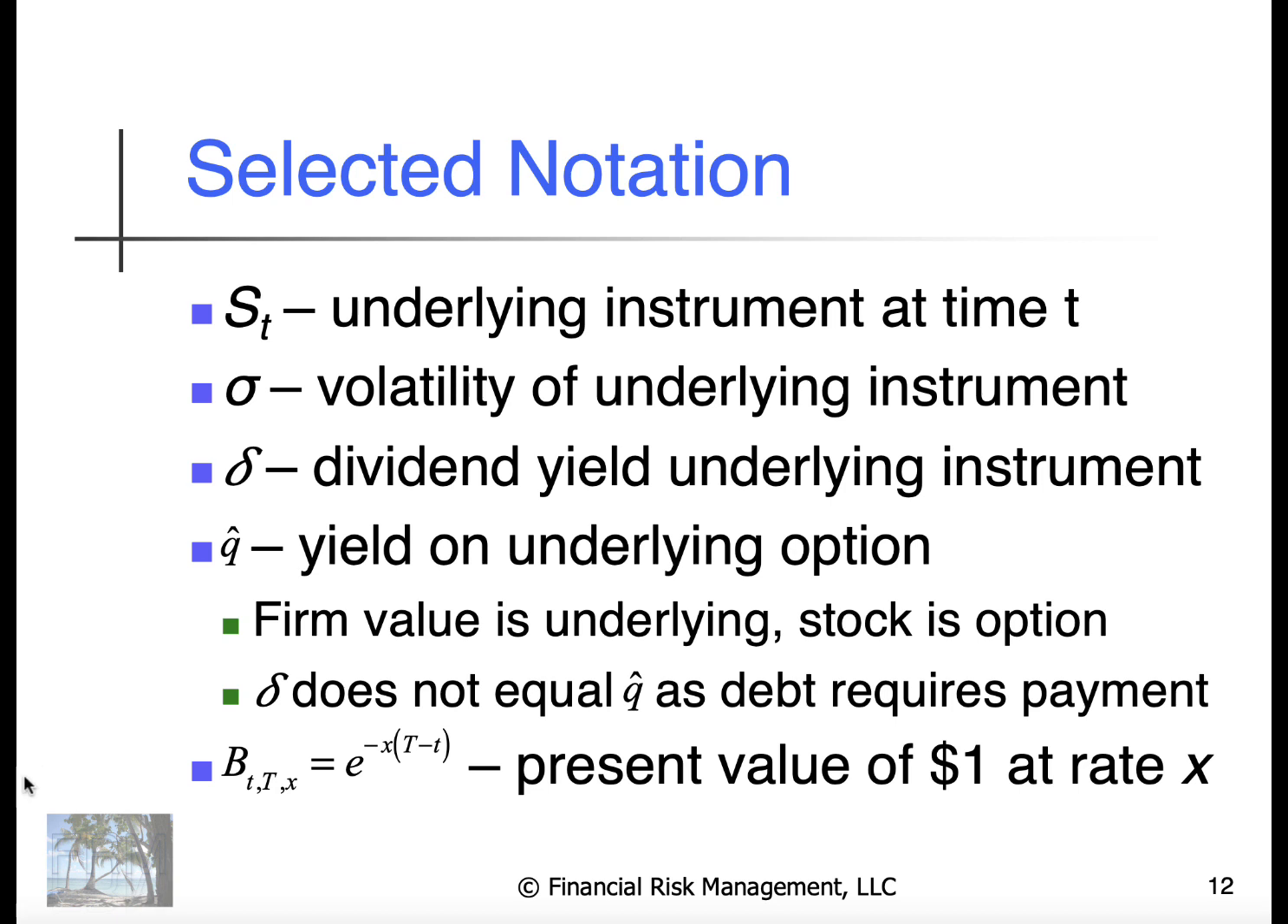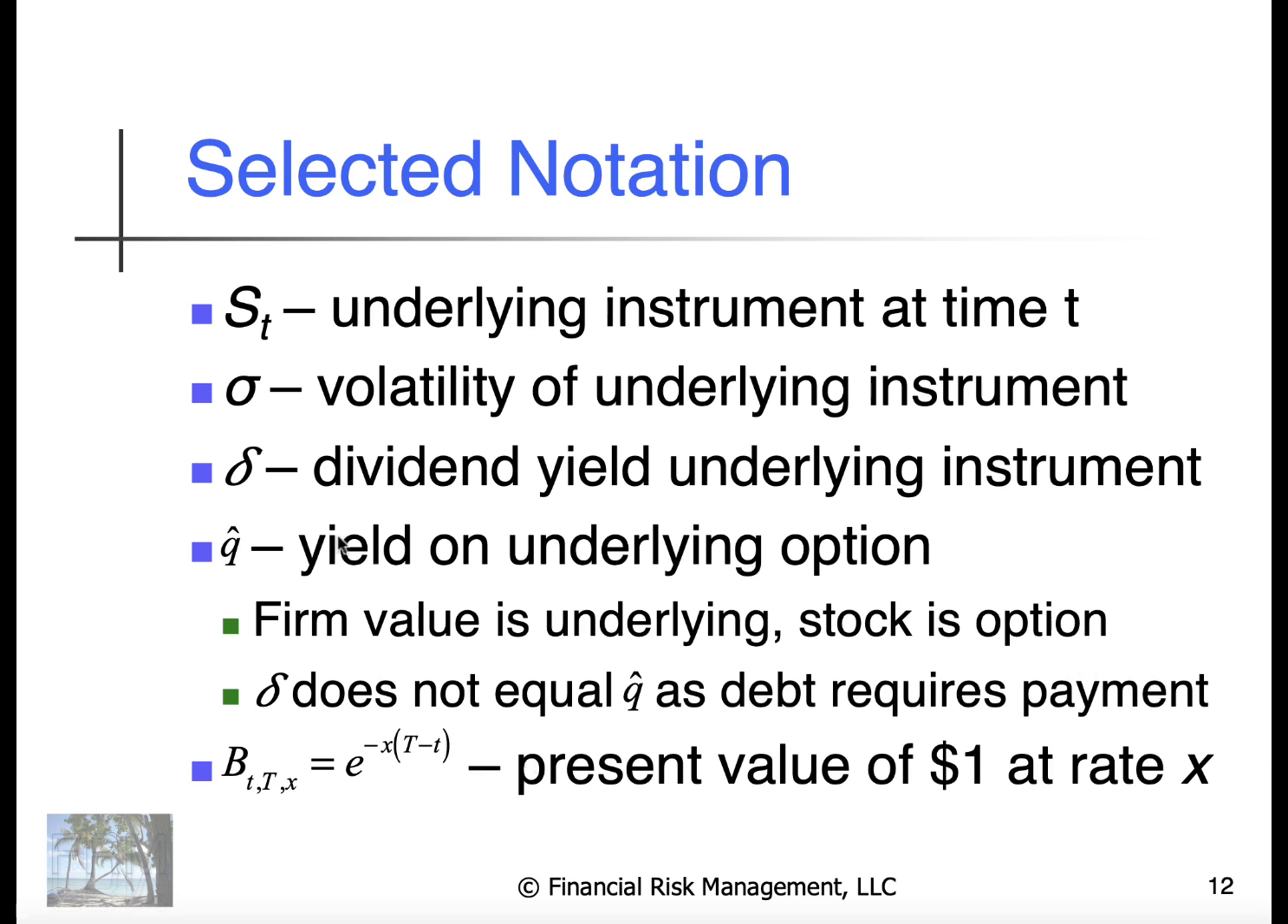Some of the notation is very similar. ST is the underlying instrument. Sigma is the volatility of the underlying instrument. Delta is the dividend yield of the underlying instrument. Q hat is the yield on the underlying option. If we let the firm value be the underlying, then the stock is the option. Note that delta does not equal Q hat as debt requires payment.